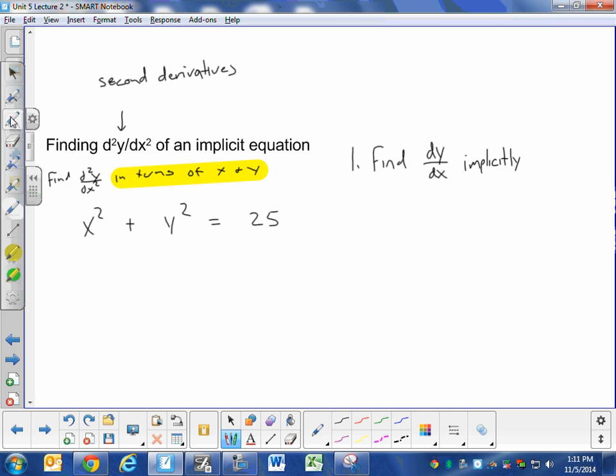Okay? Well, how do I find a second derivative, Mr. Gordon? You take the derivative of the first derivative. That's exactly right. Same thing here with implicit equations. I just take the derivative of the derivative. Well, let's go do that.